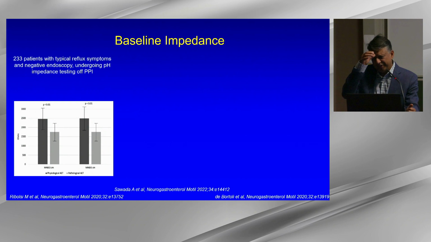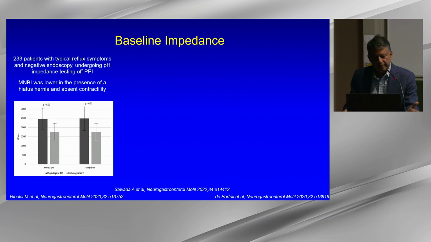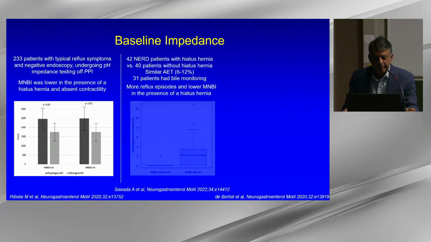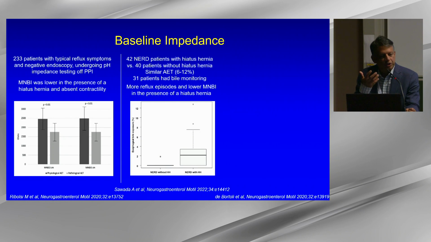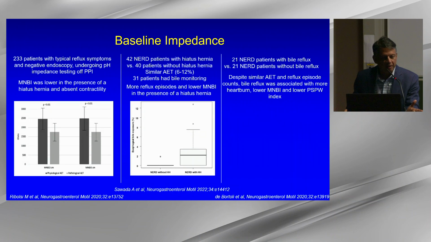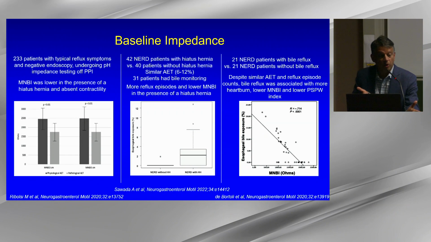Now, baseline impedance does more than that. It's lower when there is a hiatus hernia, and when there is motor abnormalities of the esophagus. What's more interesting is in the presence of bile, when you do bile monitoring. And it turns out that the patients with hiatus hernia, if you do bile monitoring, those patients who have a lower mean nocturnal baseline impedance have a higher likelihood of having bile in their refluxate. And that was shown very nicely by this correlation from Nicola's group, Nicola Di Bortoli's group.